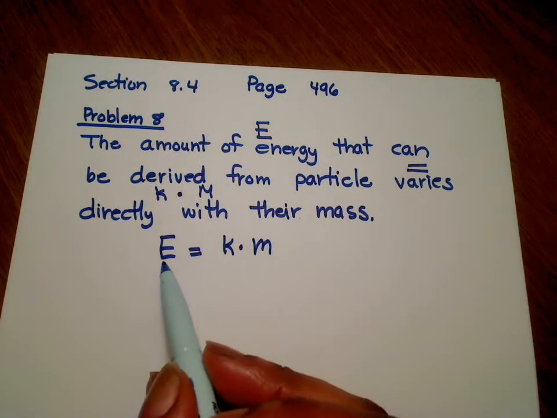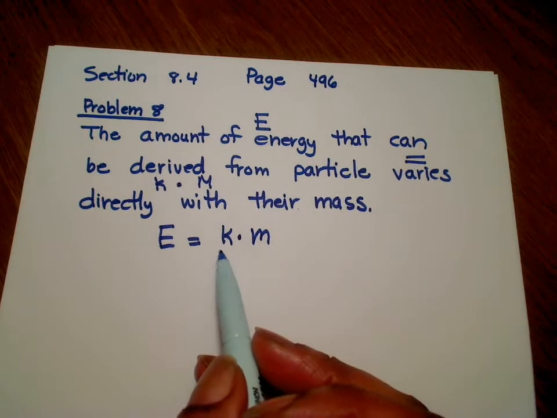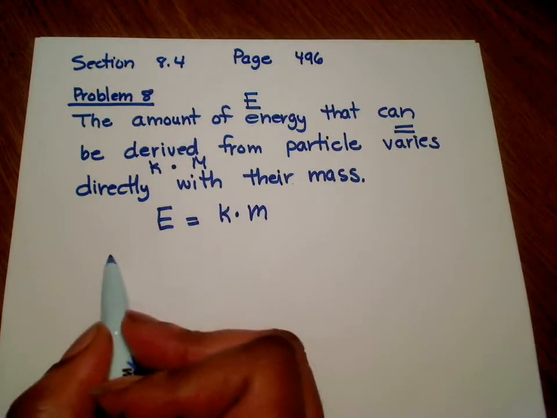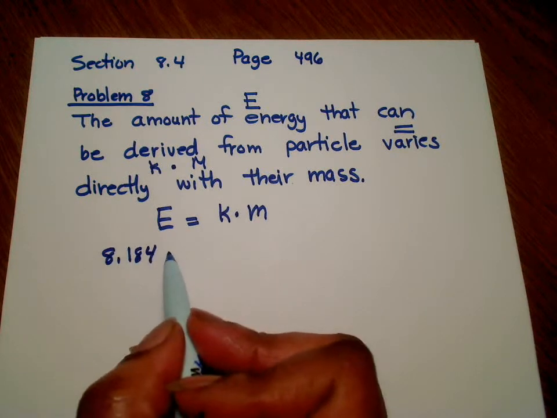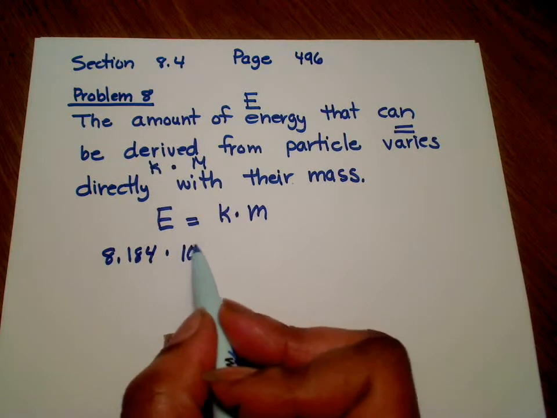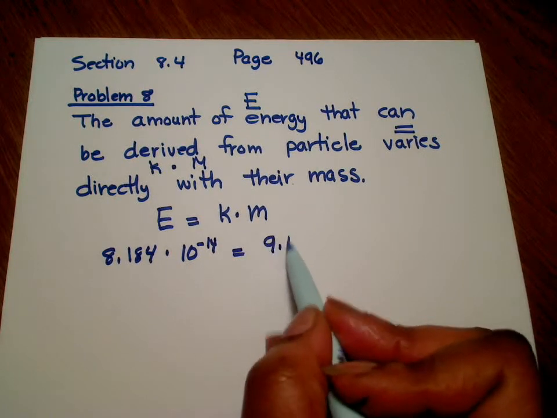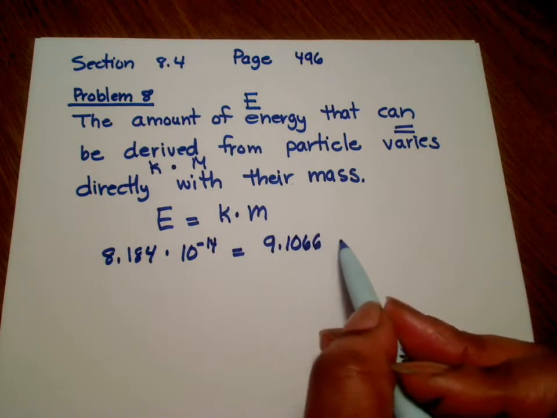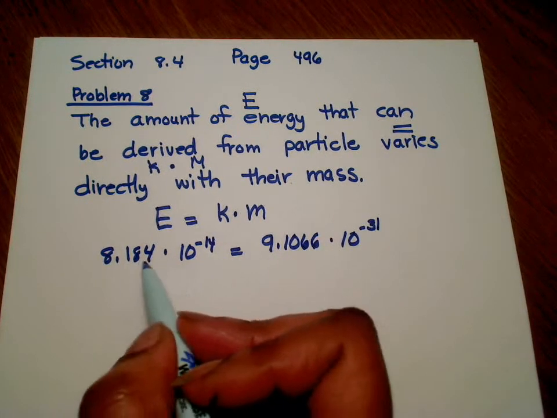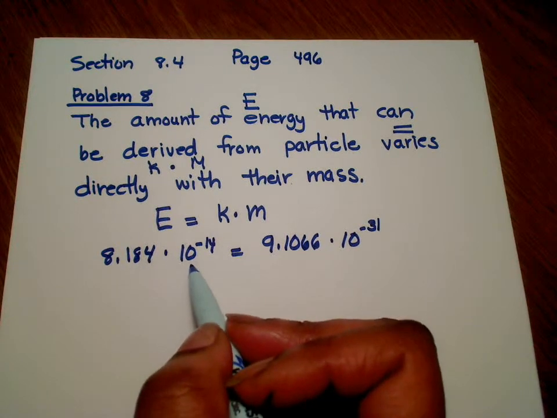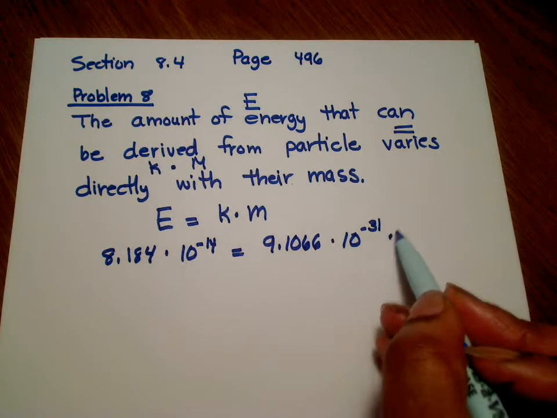They will give us the numbers for the E and the M, and for step 1 we're always going to solve for K. So what do we have here? For E we have 8.184 times 10 to the negative 14 equal to 9.1066 times 10 to the 31st power. Now whenever you're multiplying a number by 10, you're dealing with scientific notation. So what I'm going to do, and I forgot my K.